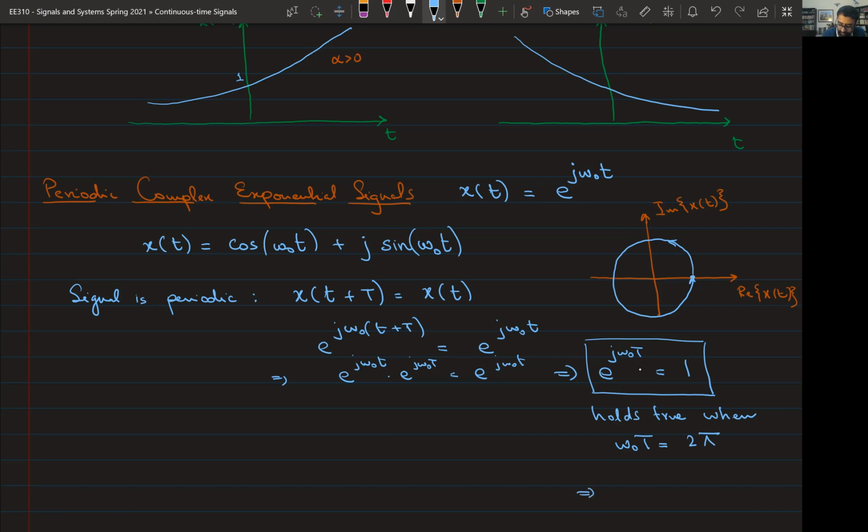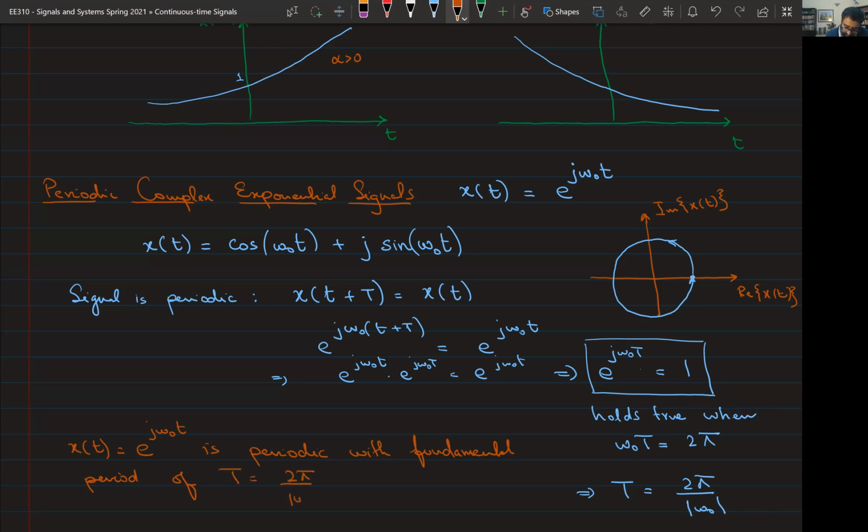Right? So that means this is periodic with a period of 2 pi. And with the fundamental period, I will put in the absolute value just to make sure that the fundamental period turns out to be positive. Right? So therefore, the conclusion is that x of t is equal to e raised by j omega naught t is periodic with fundamental period of capital T equals 2 pi by absolute omega naught, right? So that's why I said it's a periodic complex exponential. So this is a complex signal, but it's periodic.